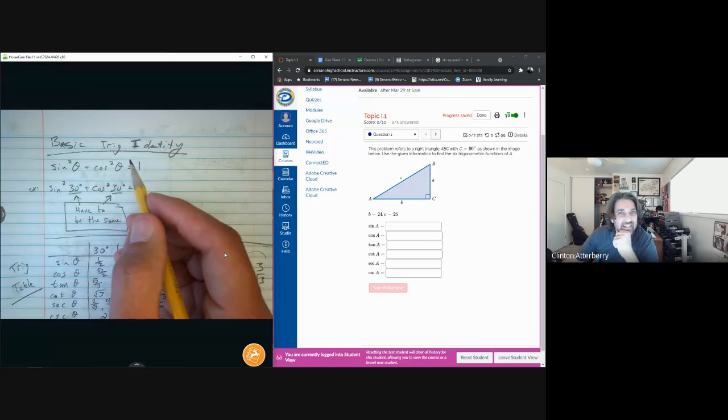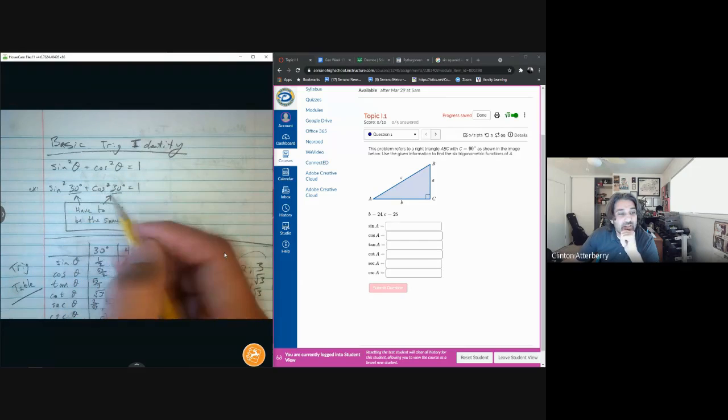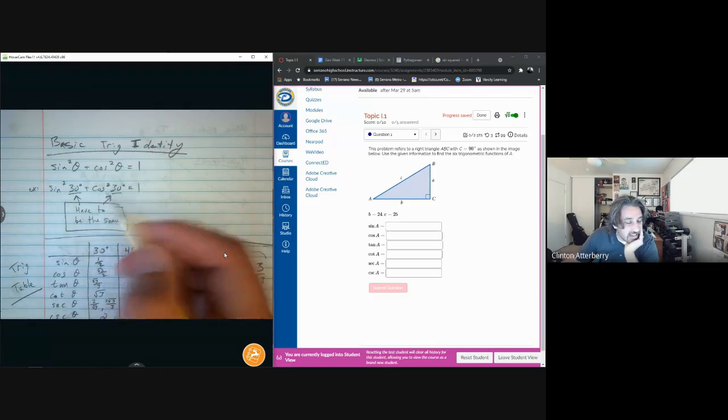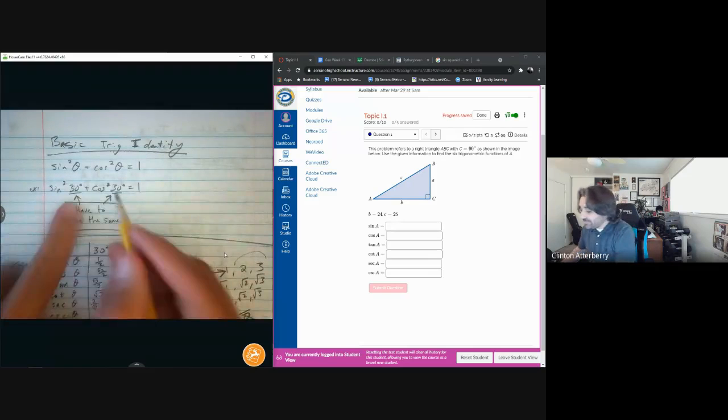Okay, it's called an identity. It's just something that always happens. So sine squared of 30 plus the cosine squared of 30 is going to add up to 1. Okay, those angles have to be the same.